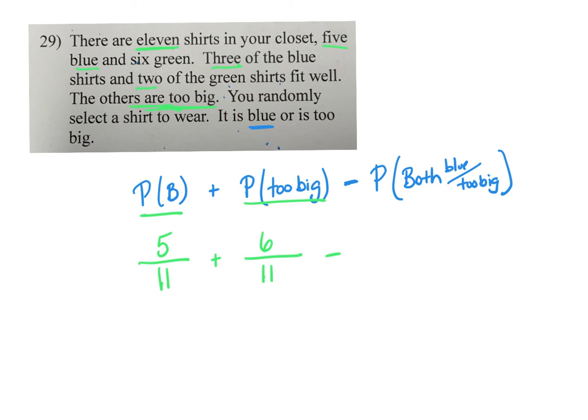All right. And then I'm going to do the probability that they are both blue and too big. So I still have 11 shirts. 3 out of my 5 blue fit me well. So that means I have 2 out of my blue that are too big. So 2 out of the 11 are both blue and too big. And so I'm just going to add those up. I'm going to say 5 plus 6 is 11, minus 2 is 9. So the probability is 9 out of 11. If I ask for it in percentage, you would tell me 81.8%.